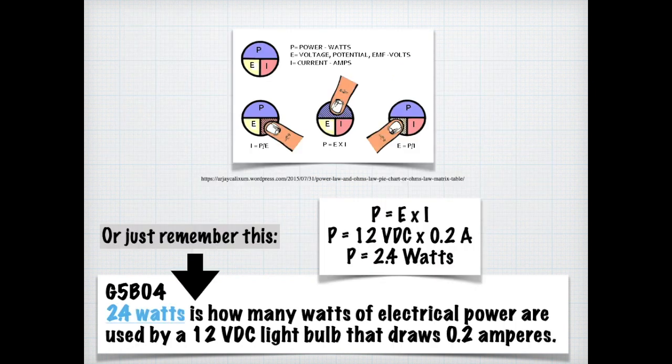In this question, we're asked to solve how many watts are being used with 2 amps on a 12 volt DC light bulb. So we do the math, and 12 volts times 0.2 amps equals 2.4 watts. So the answer on this question is 2.4 watts is how many watts of electrical power are used by a 12 volt DC light bulb that draws 0.2 amps.